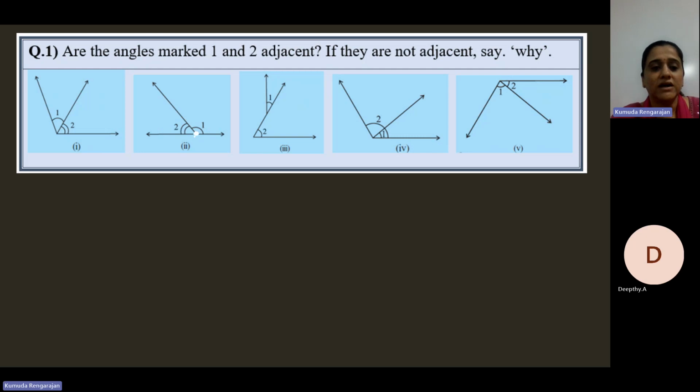See, this is the point from where the rays start. Okay, this is the common vertex. This is the common arm. These are the non-common arms, and they are on either side of the common arm, no? So in figure 2, angle 1 and angle 2 are adjacent angles because this is the common vertex. This is the common ray.